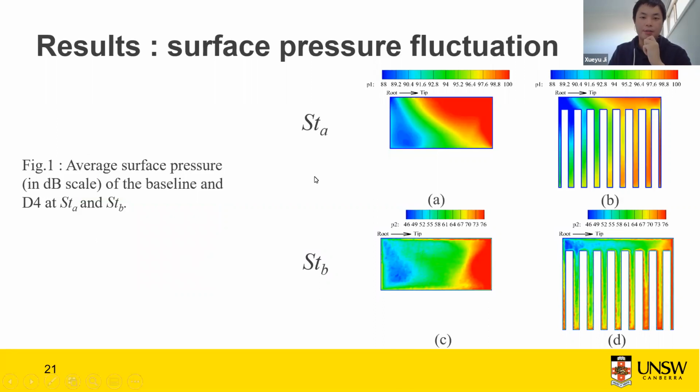To find out the reason for the noise reduction, we studied the surface pressure fluctuation. In this picture, I calculate the average surface pressure fluctuation in these two frequency bands. For the first frequency band, you can find that D4 has decreased the surface pressure fluctuation compared with the baseline. For the second case, the reduction is more obvious, especially near the wingtip. Compared with the wingtip of the baseline, the wingtip of D4 has much smaller pressure fluctuation. And this should be the reason for the noise reduction.